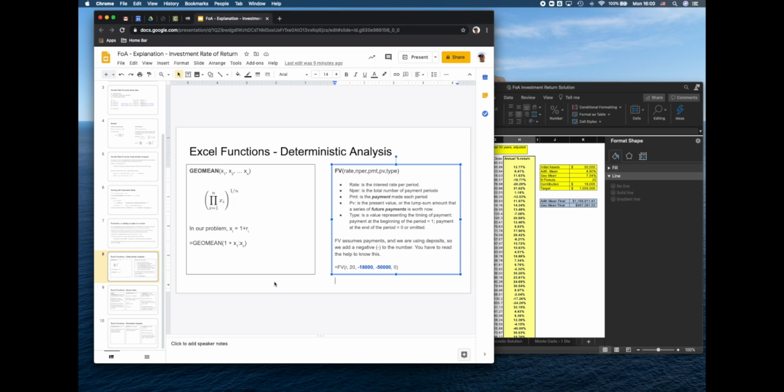All right, enough theory. In the next video, we are going to look at some of these concepts in Excel itself. And then the video after that, we'll actually go through the deterministic analysis solution. So I'll see you in a bit.